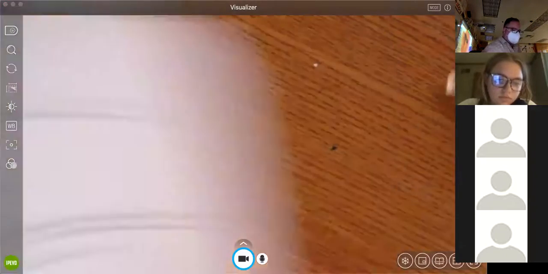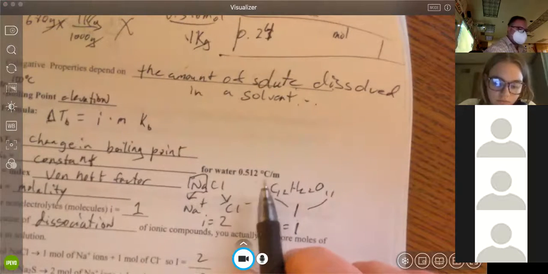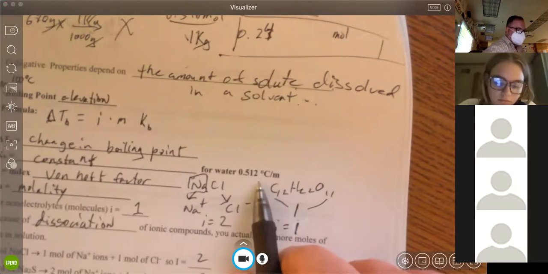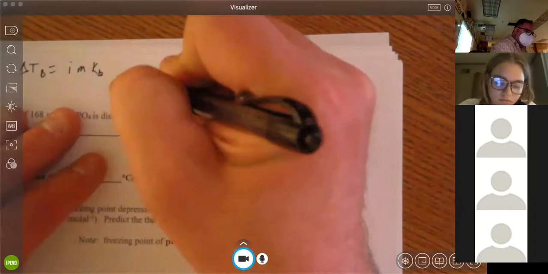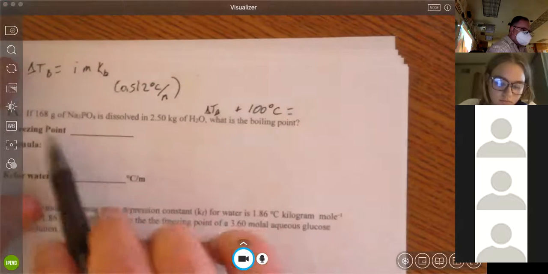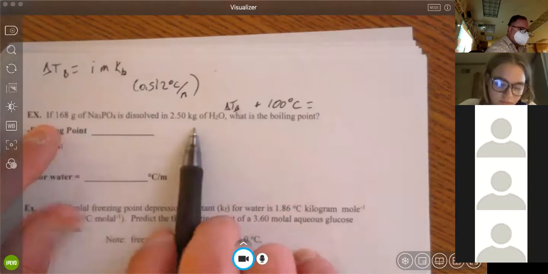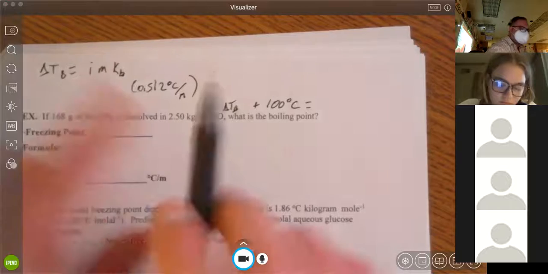0.512. If you don't know where I got that, it's a constant, so I have to have that memorized or find it somewhere. I'll write it on the back of my periodic table. Degrees Celsius per molal. What is the molality? Well, that's what I don't know. So I need to change this 168 grams and 2.50 kilograms to molality.